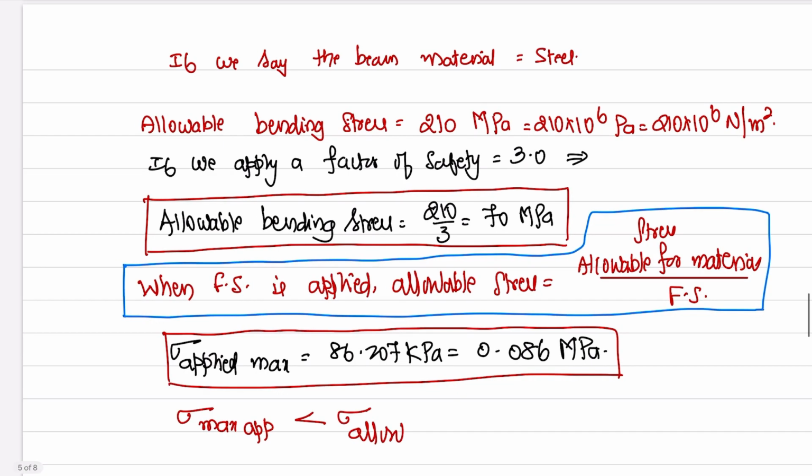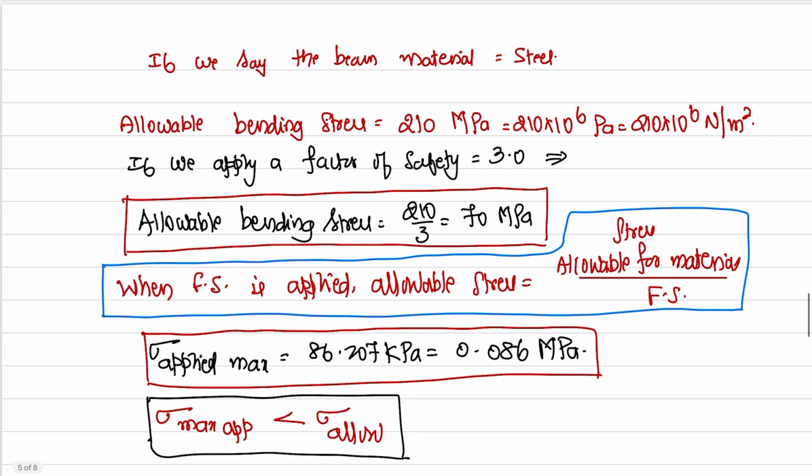Hence this design is accepted, but this design is very heavy. Even after applying the factor of safety, the applied stresses are very, very low. That means the beam can take some more stresses also. In future, if any more stresses do come, we need not change the design of the beam.